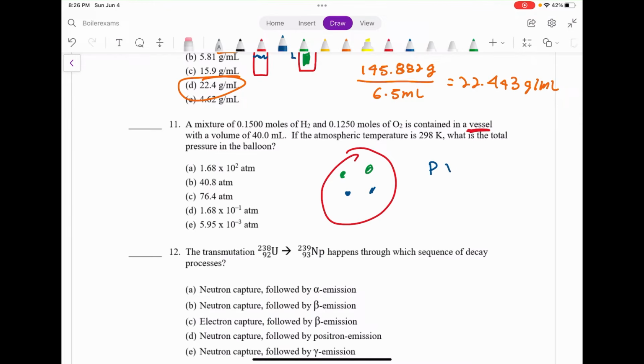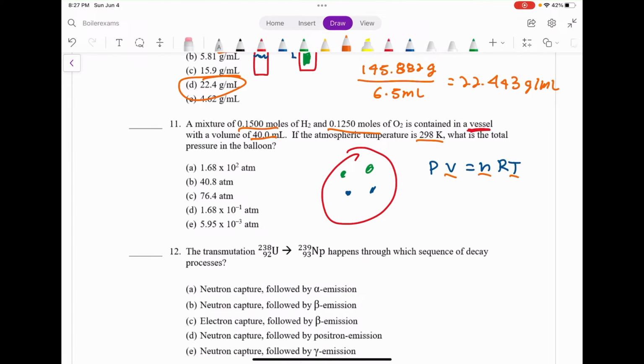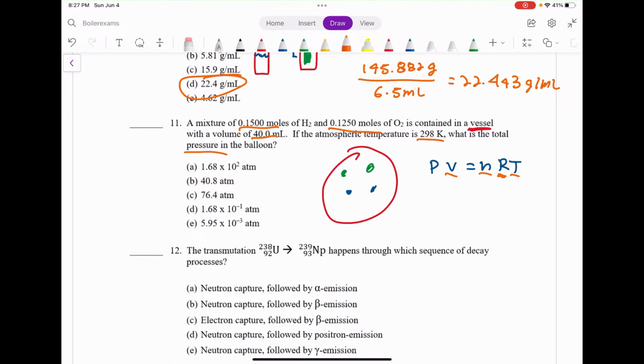We're probably going to need the ideal gas law here. So they give us moles of this, moles of this. So moles is good. They give us a volume. Volume's good. They give us a temperature. R is a constant we can get from the bottom of this exam. They want the pressure in the balloon, so we can just solve for that. One equation, one unknown. So let's go get our R constant first.